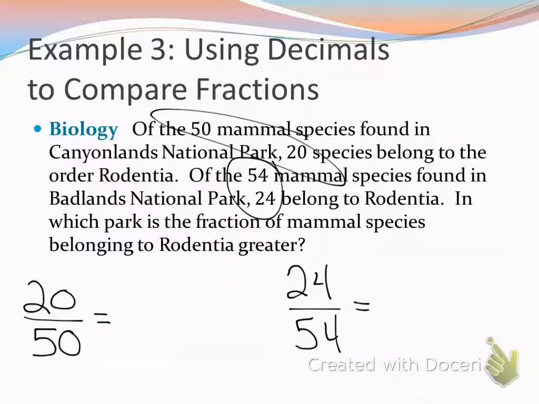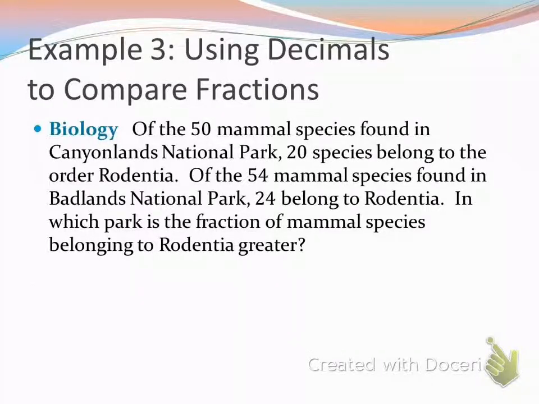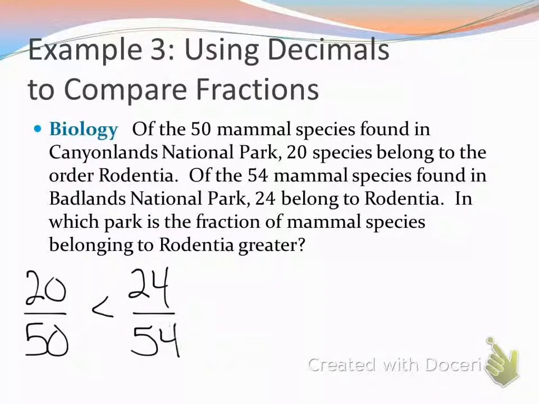All right, so what's 20 over 50 as a decimal? 0.4. What about 24 over 54? 0.4 repeating. So which one is the greater fraction? 0.4 repeating. There's a couple ways that you can write that. You can say 20 over 50 is less than 24 over 54. You can say 24 over 54 is greater than 20 over 50. Or you could compare their decimal versions: 0.4 is less than 0.4 repeating.